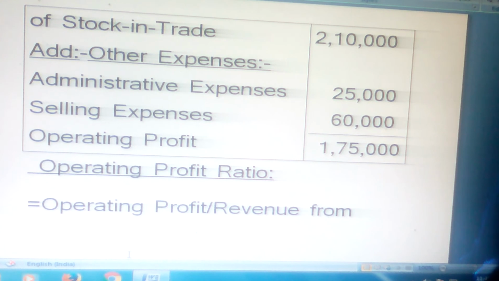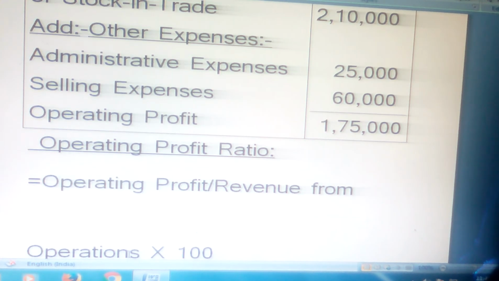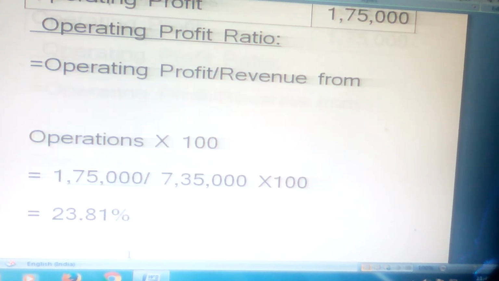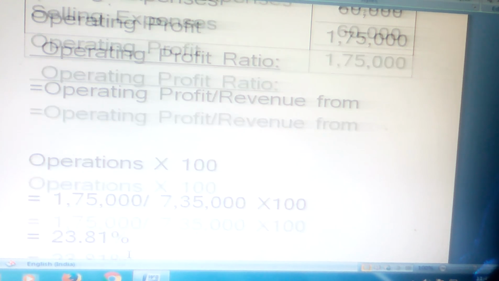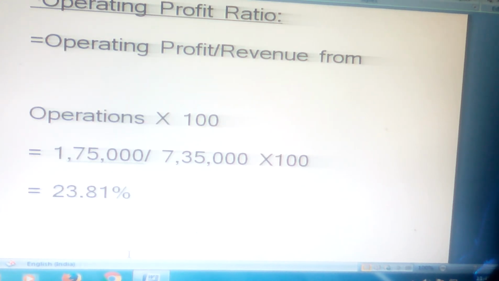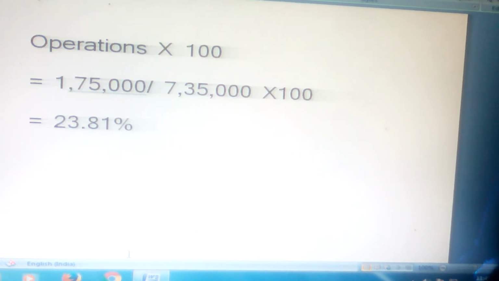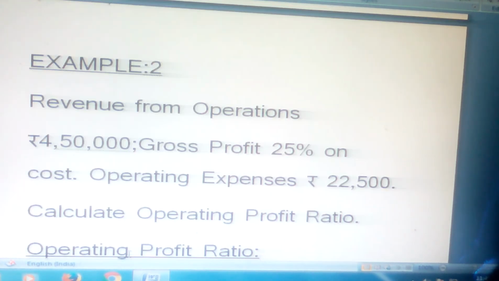So what is the formula here? Operating profit divided by revenue from operations into 100. When you substitute now, 1,75,000 is operating profit, just now we got it. Then we know revenue from operations 7,35,000 into 100. We get our percentage, operating profit ratio 23.81%. Okay. Now moving for the next problem.